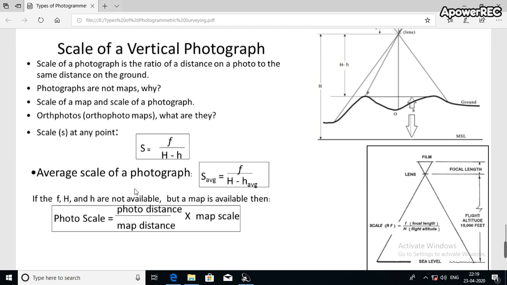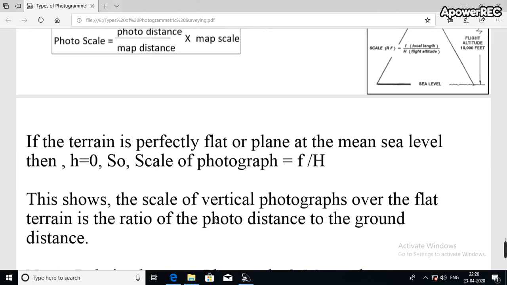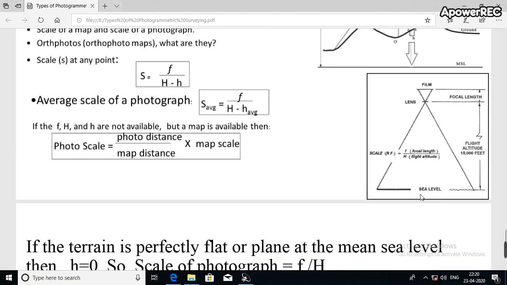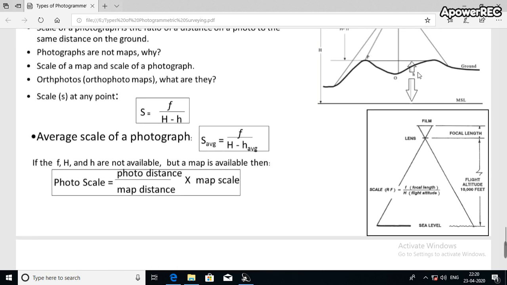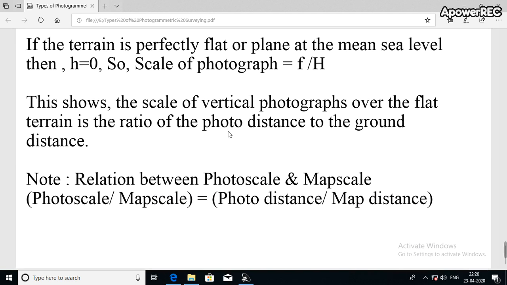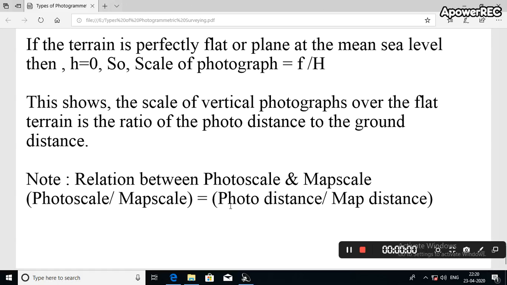In case of the photo scale, we need to understand that it is similar to the RF that you have seen in the traditional methods of surveying. That is photo distance divided by map distance into map scale. Now, if the terrain is perfectly flat, as in this particular photograph, or in other words it is at mean sea level, then small h will be equal to 0, so the scale will be f by capital H. This shows that the scale of a vertical photograph above a terrain is the ratio of the photo distance to the ground distance. And the relation between photo scale and map scale is photo scale divided by map scale equals photo distance divided by map distance.